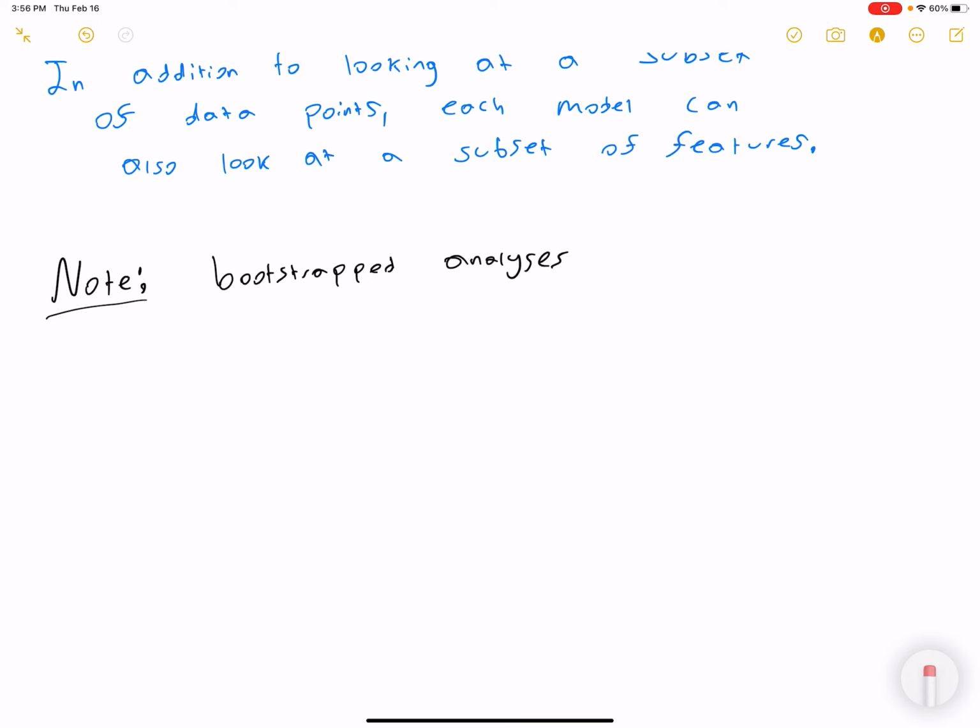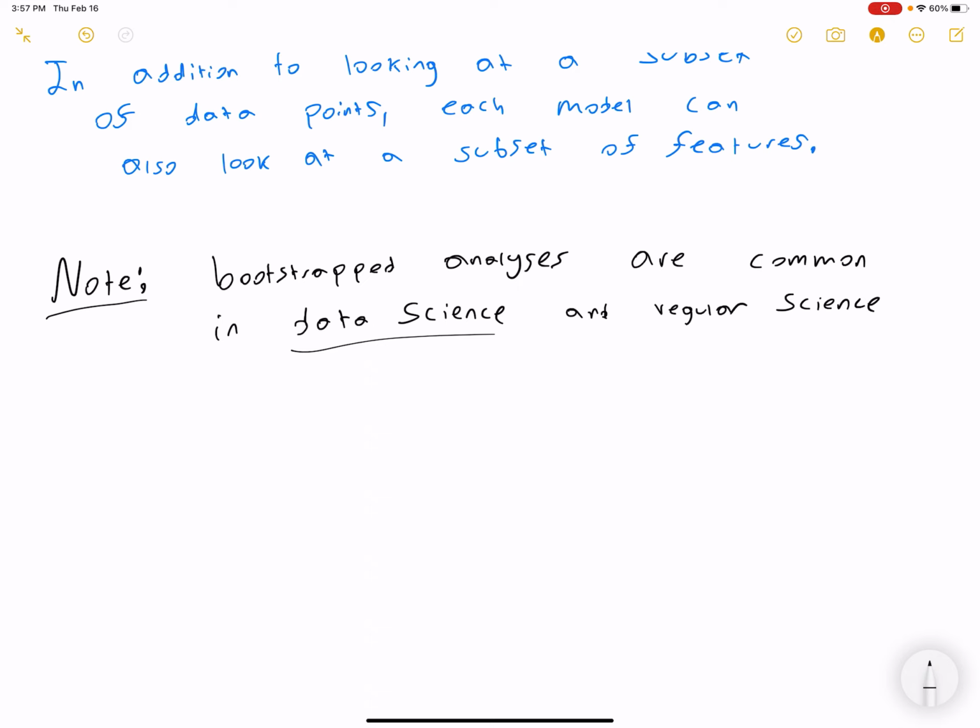So bootstrapped analyses apply in both cases. So if you're not a data scientist, but you're a regular scientist, and you happen to use data for your science, it's not clear how that's different from data science, but technically different. Well, data science can be used for non-science things as well. So bootstrapped analyses are common in data science, and regular science, which is arguably different.